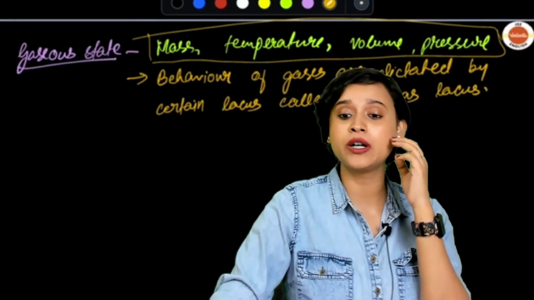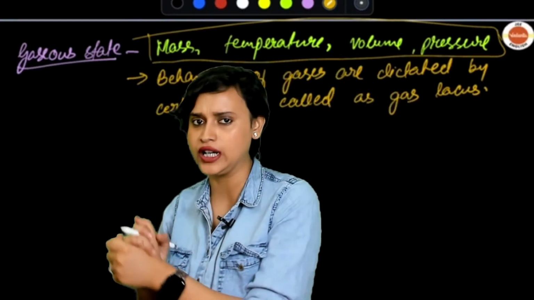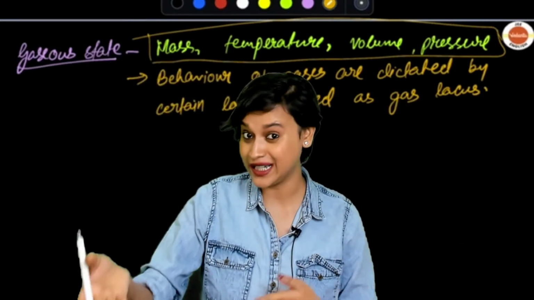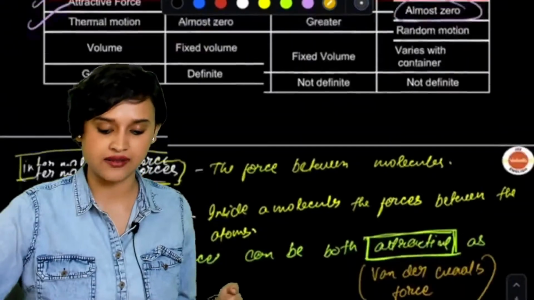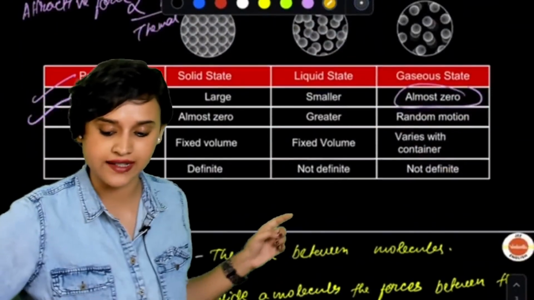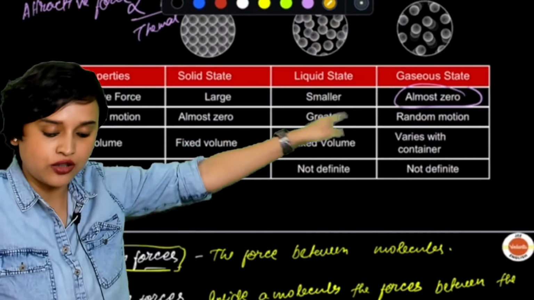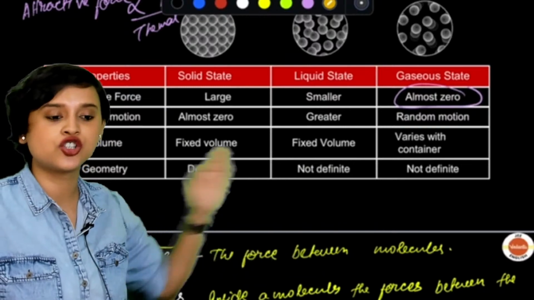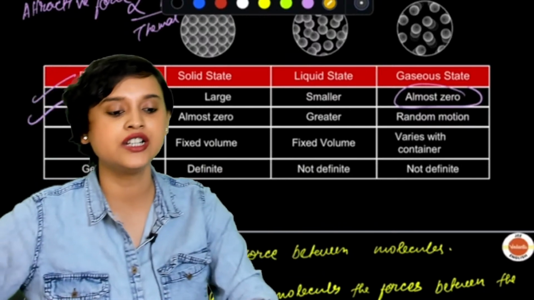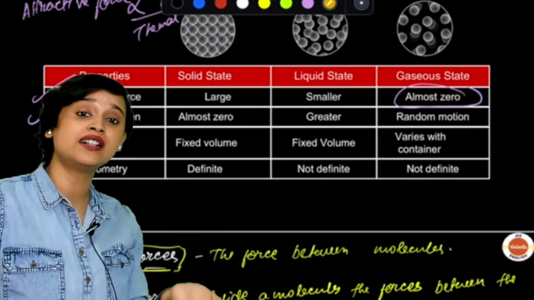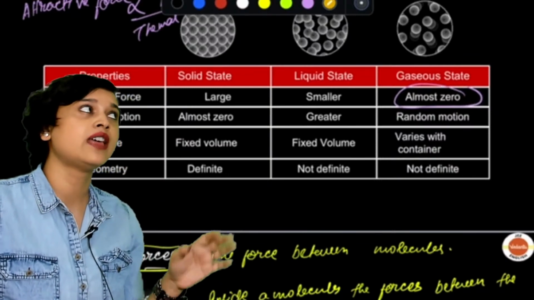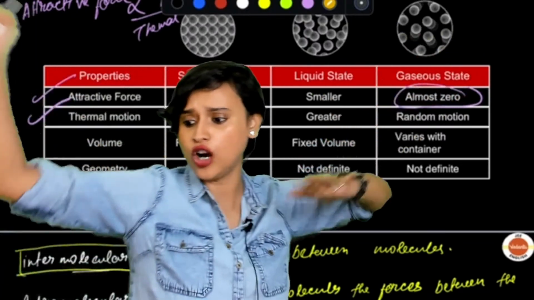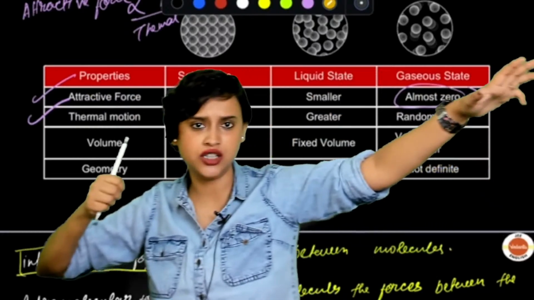Now what are the gas properties? We already know that in the gaseous state, the force of interaction is almost zero. Remember? Now we go back to this again. Check out all of these. Attractive forces almost zero. Thermal motion, random. Volume varies with the container. They do not have definite geometry. They also have lesser density than solids and liquids. They exert pressure equally in all directions. They always exert pressure.